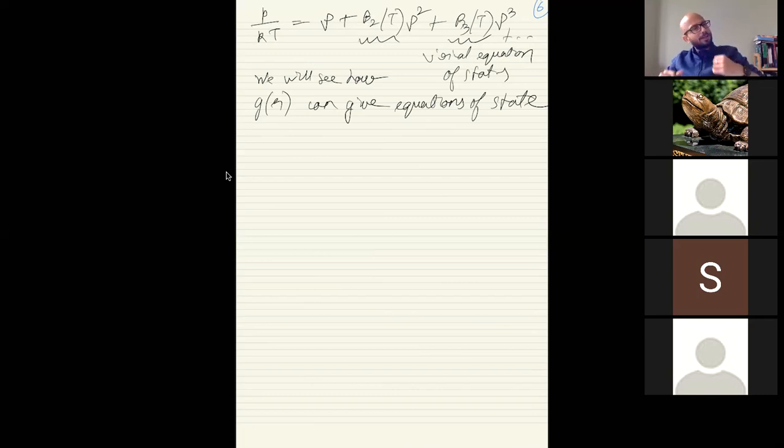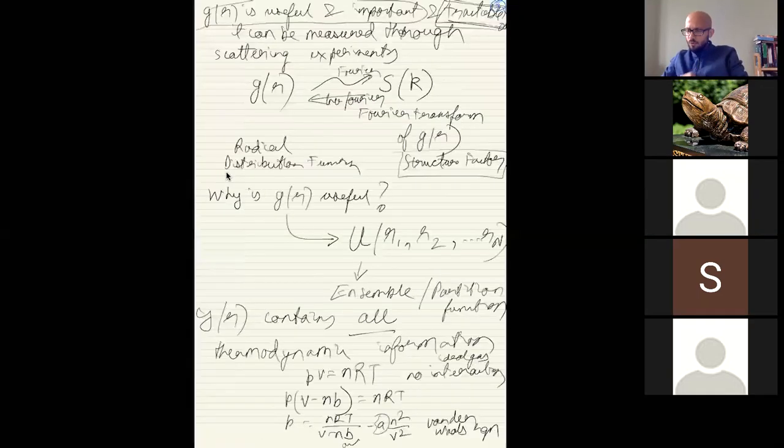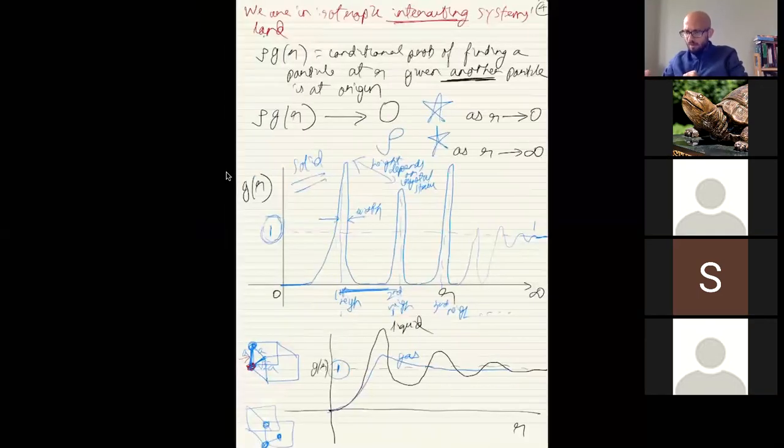I'm not telling you how to calculate g of r. That I'm leaving to either an experiment or a computer simulation. I gave you a sense of how it might look. For a liquid, it looks like this. For a gas, it decays quicker. For a solid, it has sharper peaks. But statistical mechanics is not going to tell you what is g of r. That has to be measured through some other way.